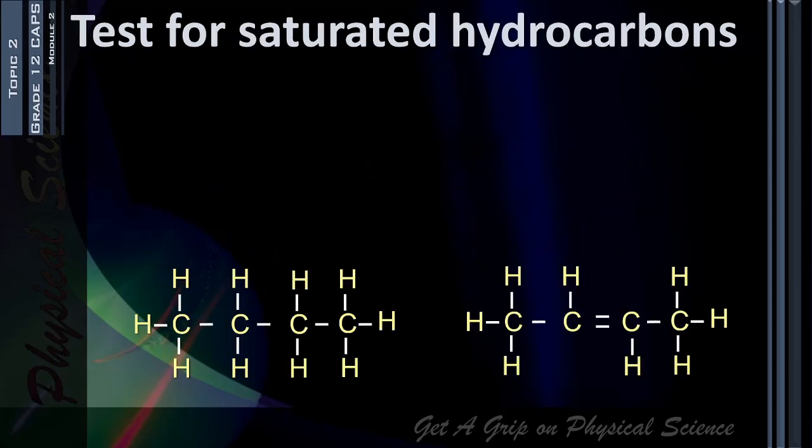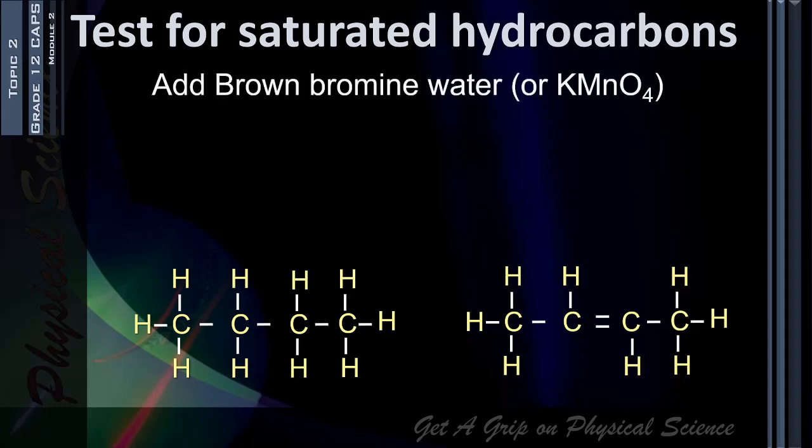So how do you test practically for a saturated hydrocarbon? Theoretically, you already know that if a hydrocarbon is saturated, it means that there are no multiple bonds between the carbon atoms in the hydrocarbon. But if that hydrocarbon is unsaturated, there must be at least one multiple bond between the carbon atoms in that hydrocarbon. So to test for saturated hydrocarbons, we add bromine water to the sample.